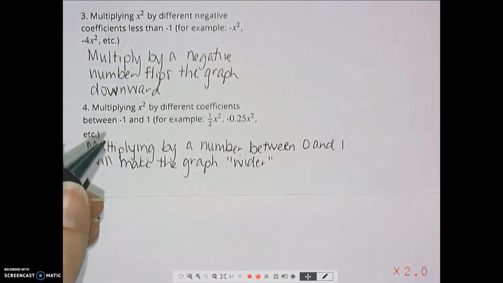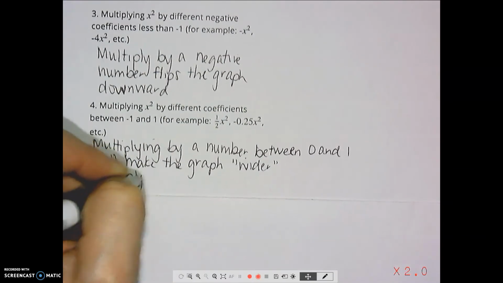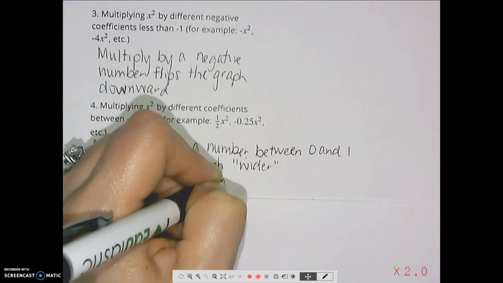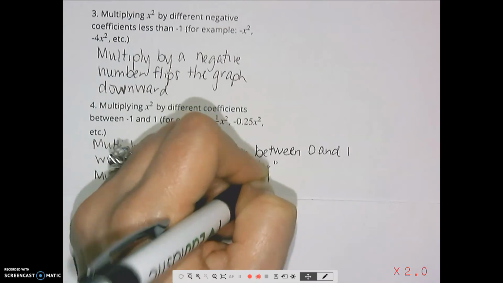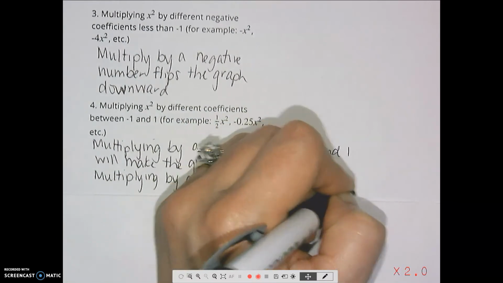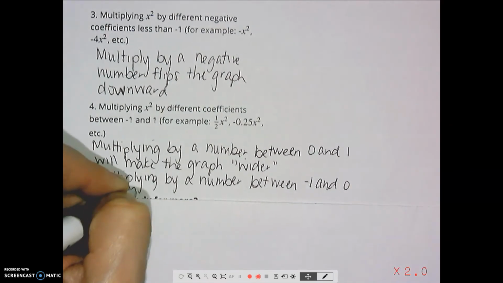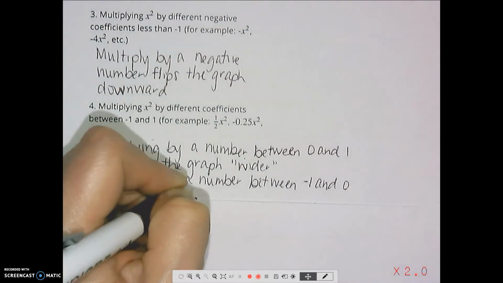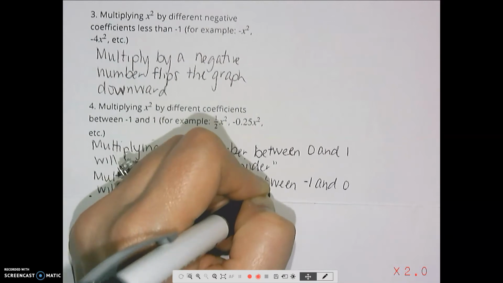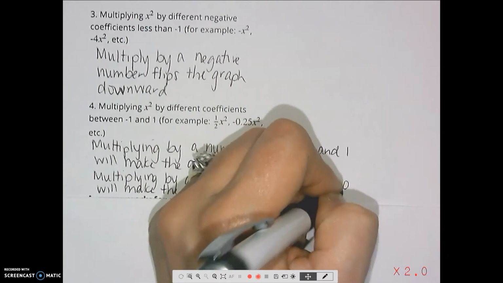Okay, so then we're going to say multiplying by a number between -1 and 0 will make the graph wider and flip downward.